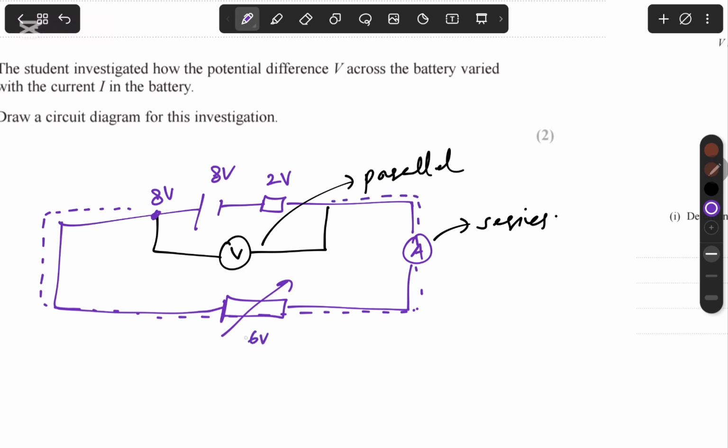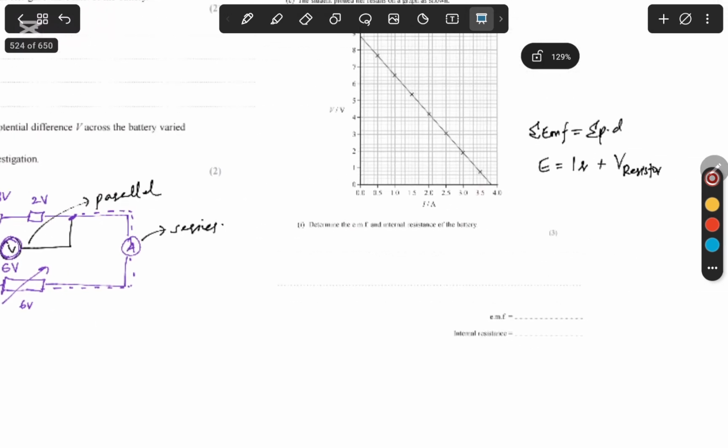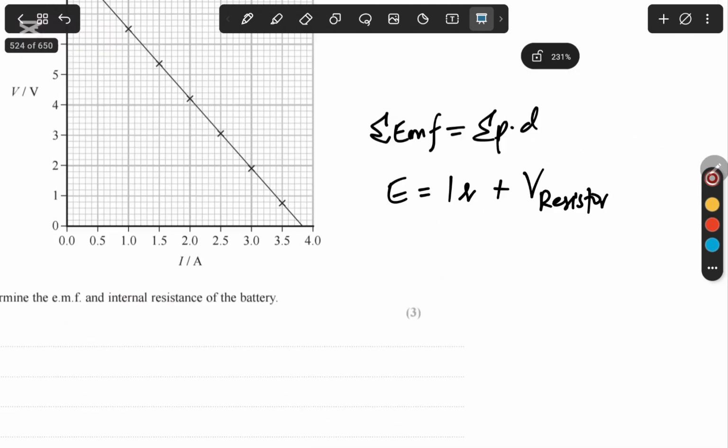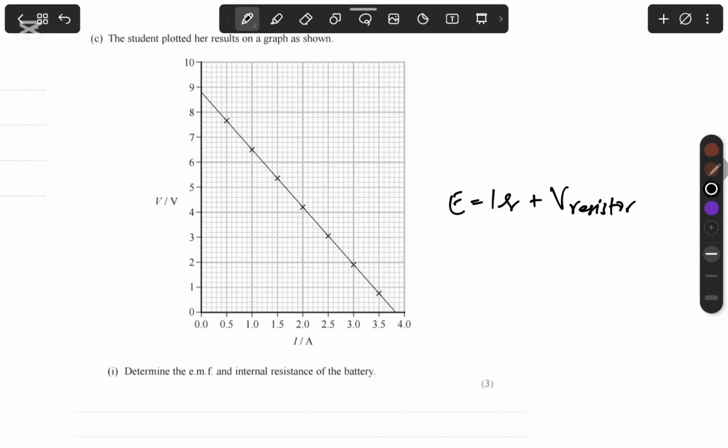So 6 volts will be taken by the resistor, and then the rest of the 2 volts will be taken by the internal resistance. So the potential difference across these 2 points that the voltmeter will measure will be 6 volts. Okay, so basically the voltmeter has given us the potential difference across the resistor, so keep that in mind. Okay, so that's why I wrote V resistor there. Okay, now coming back to the question, I'm going to rearrange the equation.